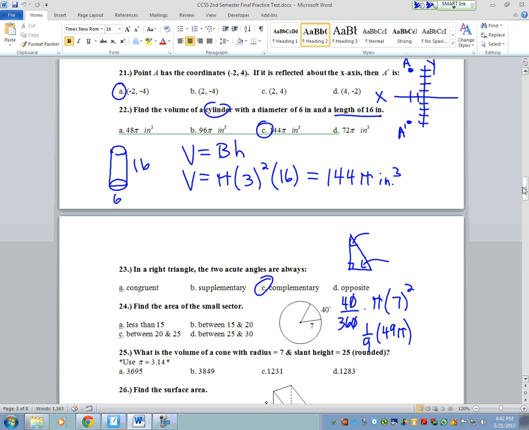Might be able to do it there. So 150 divided by 9. 153. 53.86 divided by 9. 17.0. Yeah, okay. So we'd say it's between 15 and 20. All right. Another volume one here.